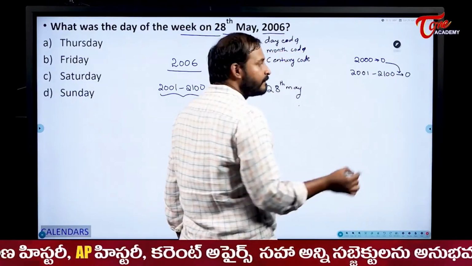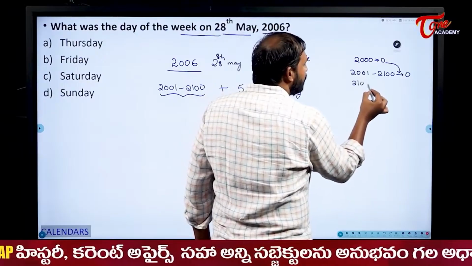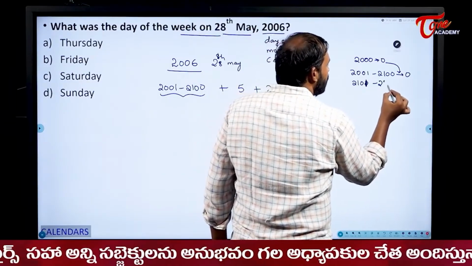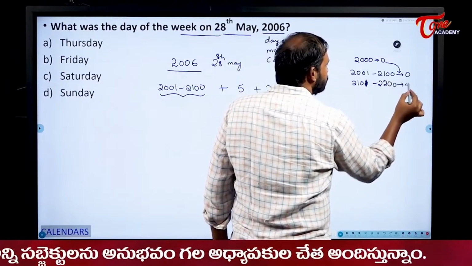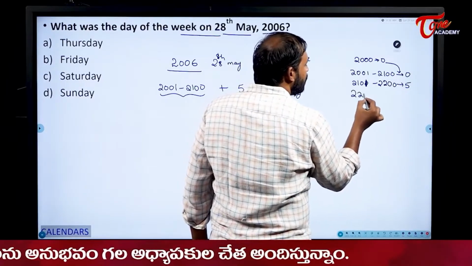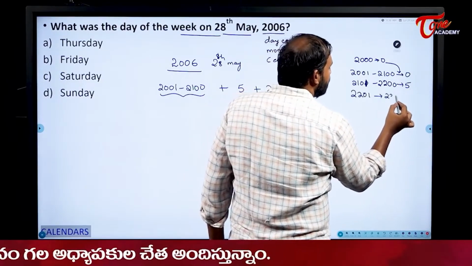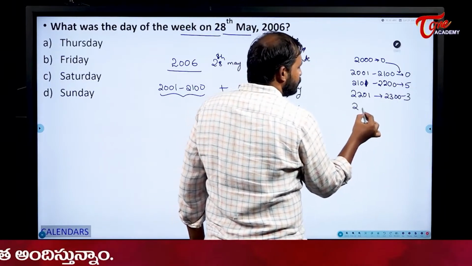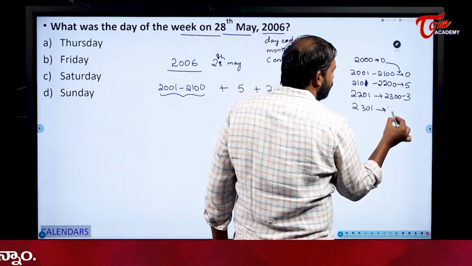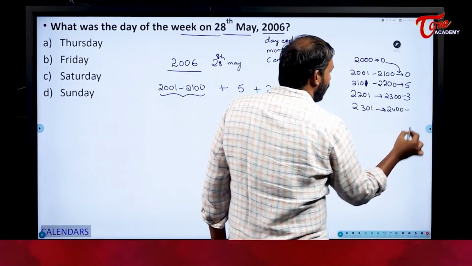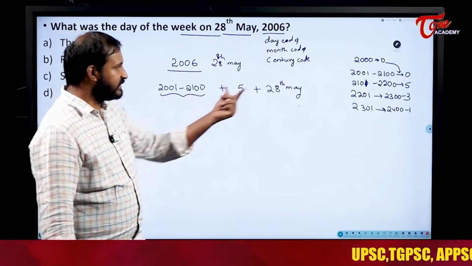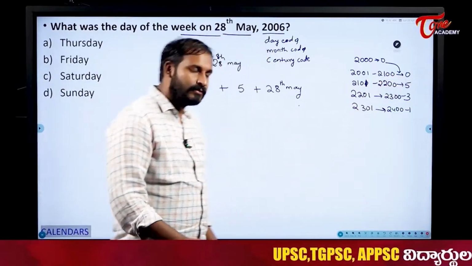So 0. Next, 2101 to 2200, what will be the code? 5. Next, 2201 to 2300, what will be the code? 3. Next, 2301 to 2400, what will be the code? 1. This is how we discussed in our last session. So this belongs to the 21st century and the 21st century code is 0.